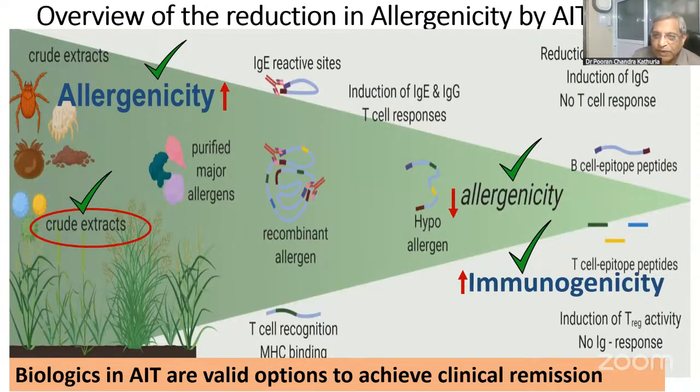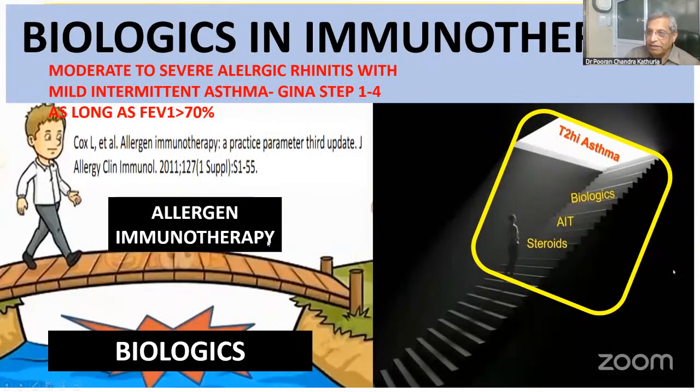So the product formulation which we use for allergen immunotherapy is the most important. If we use the crude extracts, most of our patients stop on the way. But if you use the standardized product, they will continue. So the need is to decrease the allergenicity of the product formulation and increase the immunogenicity. How do we increase the immunogenicity? It is possible only if we add a biologic along with the allergen immunotherapy.